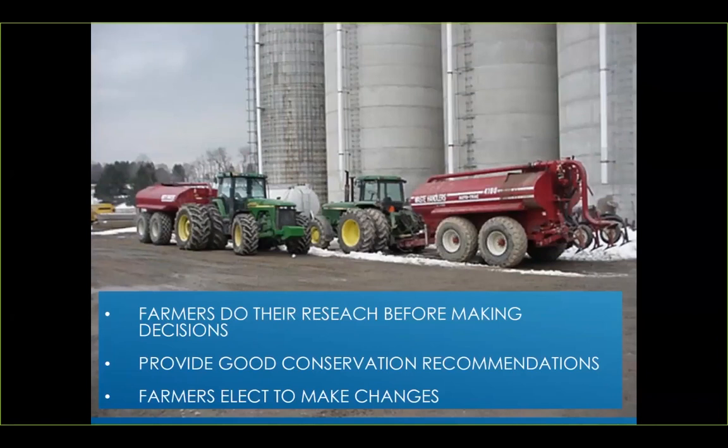Farmers do their research before making decisions typically. They really think through things. It's the nature of the business they're in. Provide good conservation recommendations to them. They'll think about it. And again, farmers elect to make the changes. It's not up to us to do it. They make the decisions, and we need to let them make the decisions. Again, they're the ones taking care of this, taking ownership after we're gone. And if it works, it's going to be because they're operating and maintaining it correctly. So let them make those decisions.